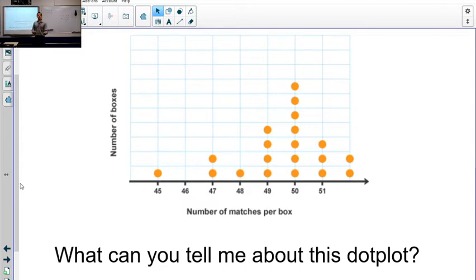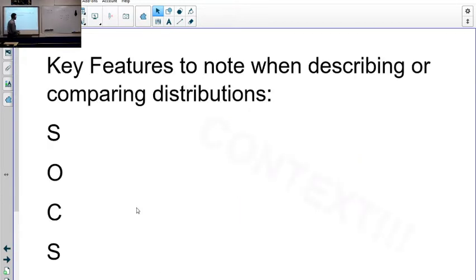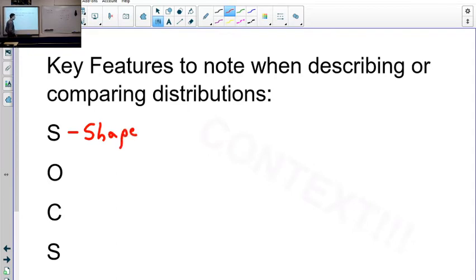So I'm going to use this to lead into the 4 main things that you're going to need to say about a distribution. Anytime it asks you to describe a graph or describe a distribution or describe a set of data, these are the 4 things you're going to need to make sure to talk about. We use SOCS as an acronym to remember it. S is going to stand for shape. And this is going to say what kind of shape or trend it looks like the data has.